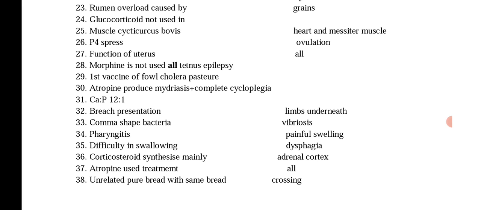In breech presentation, hind limbs are also seen on the pelvic floor. Comma shaped bacteria is vibriosis. Vibriosis causes abortion in cattle and buffalo in the first half of pregnancy, and the bacteria are comma shaped.